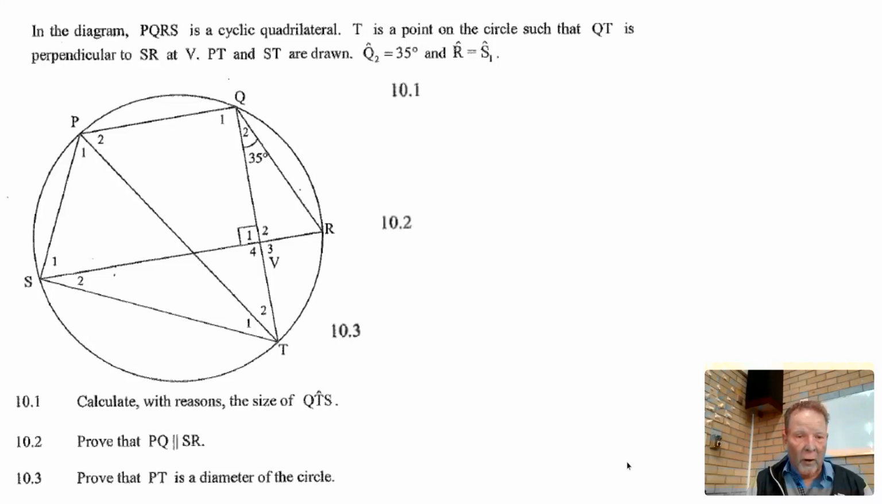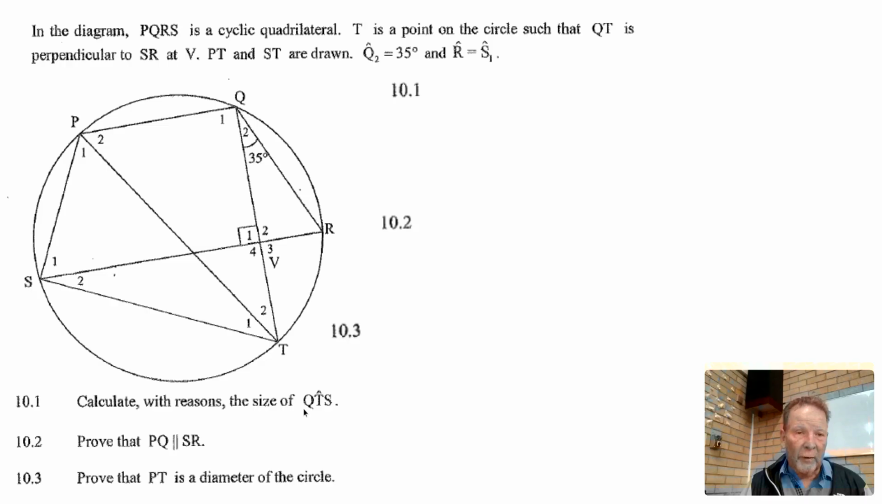Let's try the next geometry problem here. It says, calculate with reasons the size of QTS. Now, you should read all of this stuff about the cyclic quadrilateral, where the angles are, the idea that QT is perpendicular to SR. That's what this 90 degrees is about.